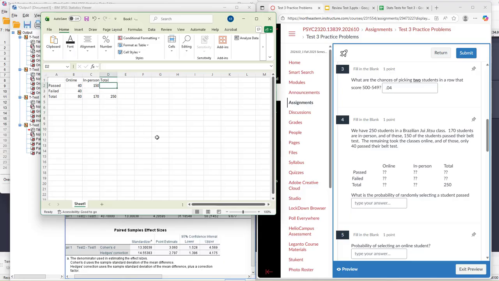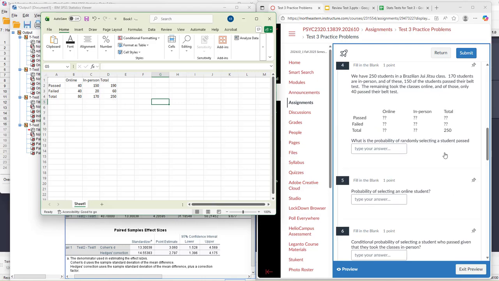40 plus 150 gives us 190. And then, if this is 150 and this is 170, that means that's 20. If you go 40 plus 20, that gives you 60. And then if you've done everything correctly, 190 plus 60 will equal 250.